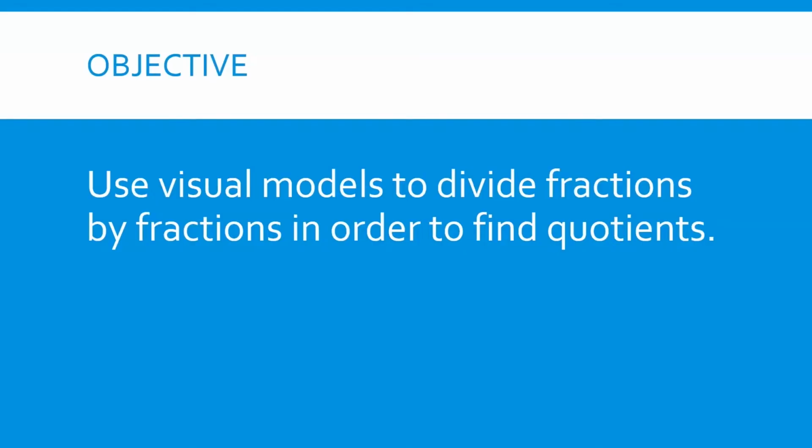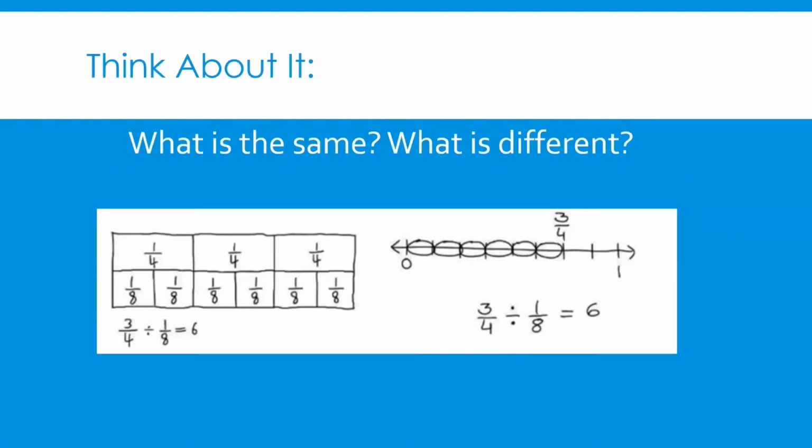So today we will be using visual models to divide fractions by fractions in order to find quotients. Some visual models we will be using are number lines and area models. Let's take a look at two different visual models. I want you to think about what is the same and what is different about these visual models.